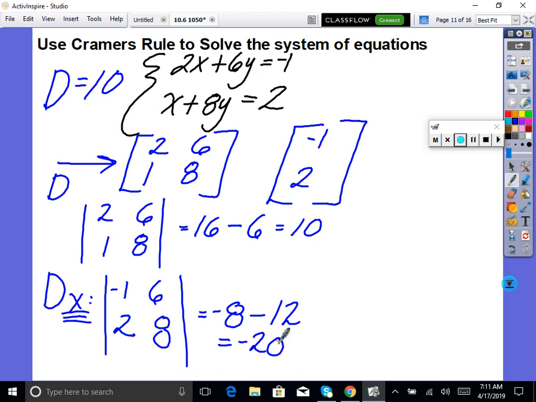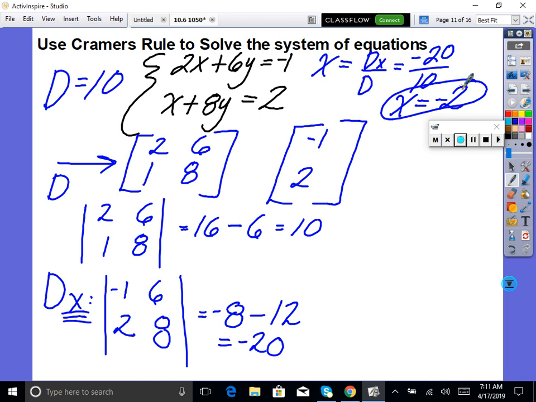So now look what we can find. We can find what x is, because the formula says x will be the determinant replacing x divided by our determinant. So that would be negative 20 divided by 10. So x equals negative 2. That's pretty quick. So now we've got to do Dy.